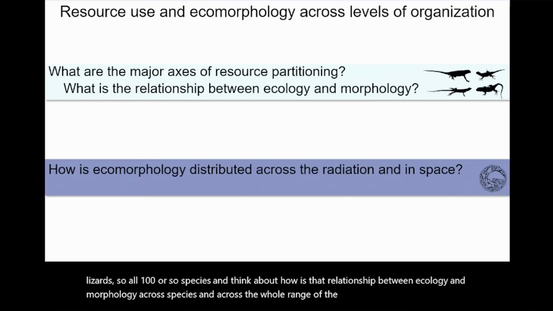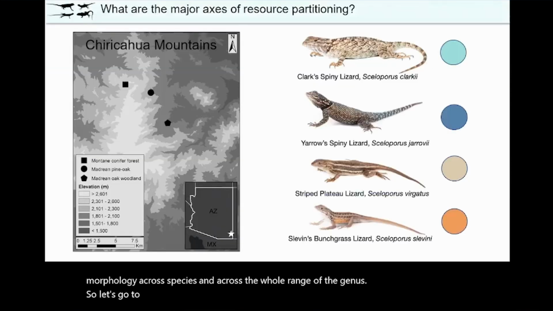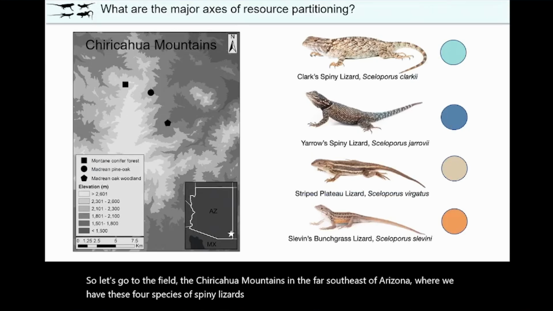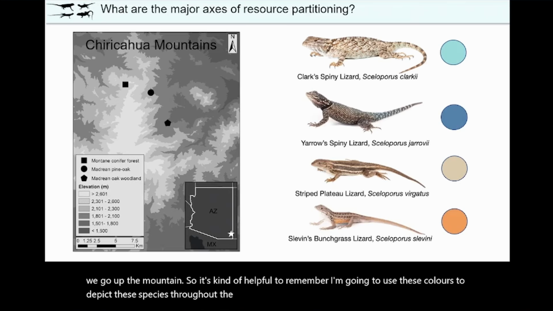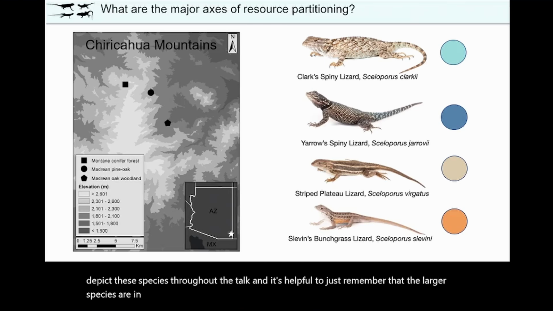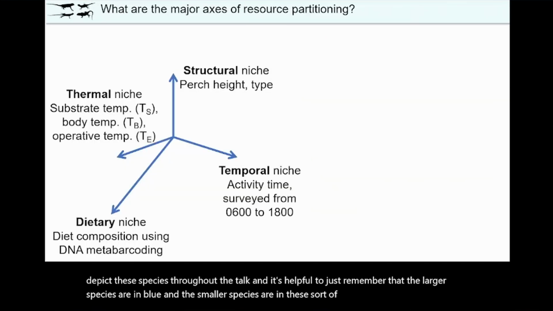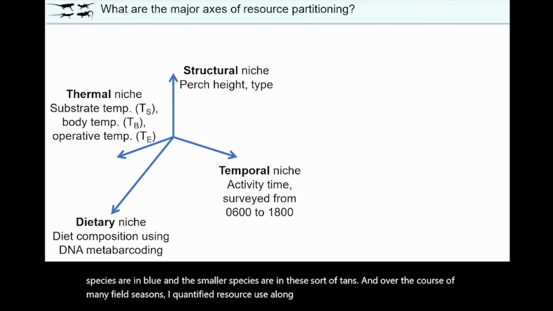So let's go to the field, the Chiricahua Mountains in the far southeast of Arizona, where we have these 4 species of spiny lizards that co-occur in different combinations of syntopy as we go up the mountain. It's helpful to remember, I'm going to use these colors to depict these species throughout the talk, that the larger species are in blue, and the smaller species are in these sort of tans. And over the course of many field seasons, I quantified resource use along these 4 major axes: structural, temporal, dietary, and thermal.